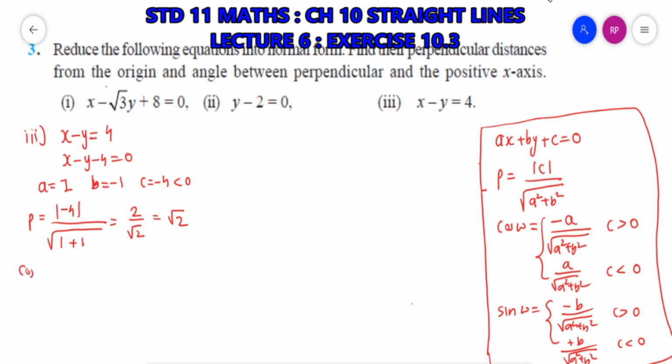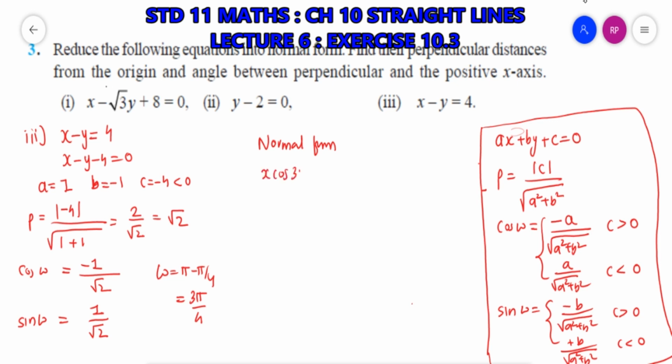Clear? Now cos omega, as c is less than 0, it's minus a upon under root of a square plus b square, that is root 2. Sine omega is minus b, so minus of minus. The normal form is x cos 3 pi by 4 plus y sine 3 pi by 4, that is equal to, sorry, not 1. What is the perpendicular distance? Root 2.